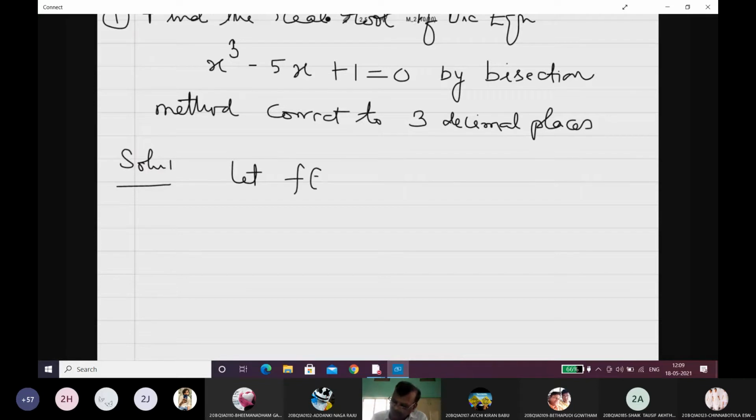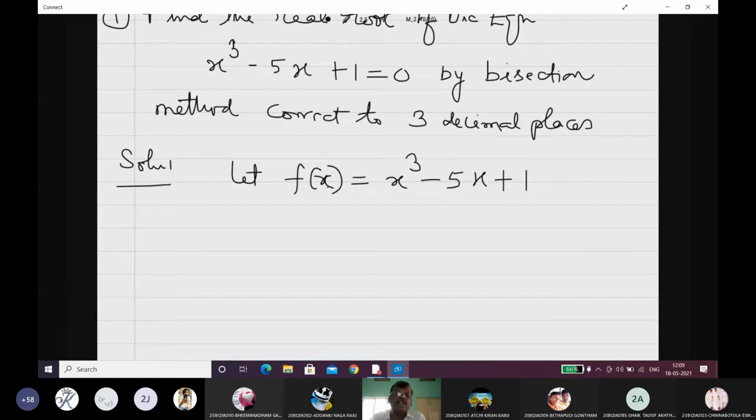Let f of x is equal to, what is the function here? X cubed minus 5x plus 1. Let f of x is equal to x cubed minus 5x plus 1.